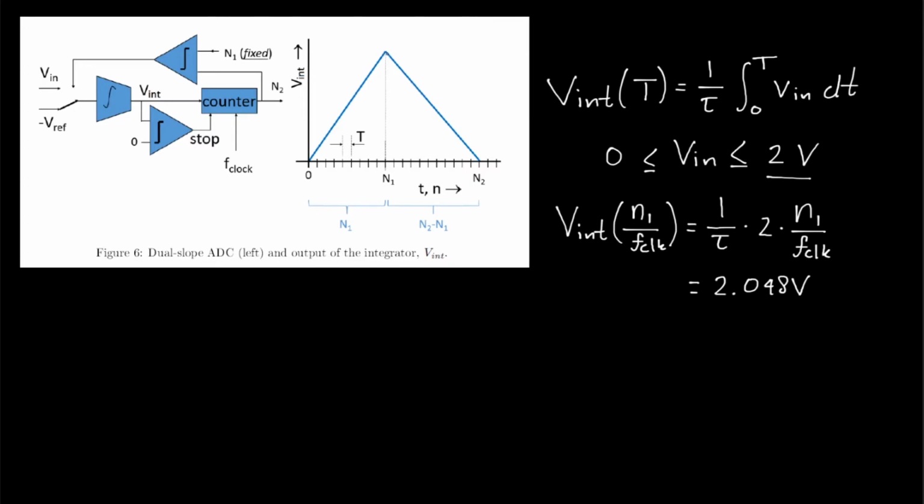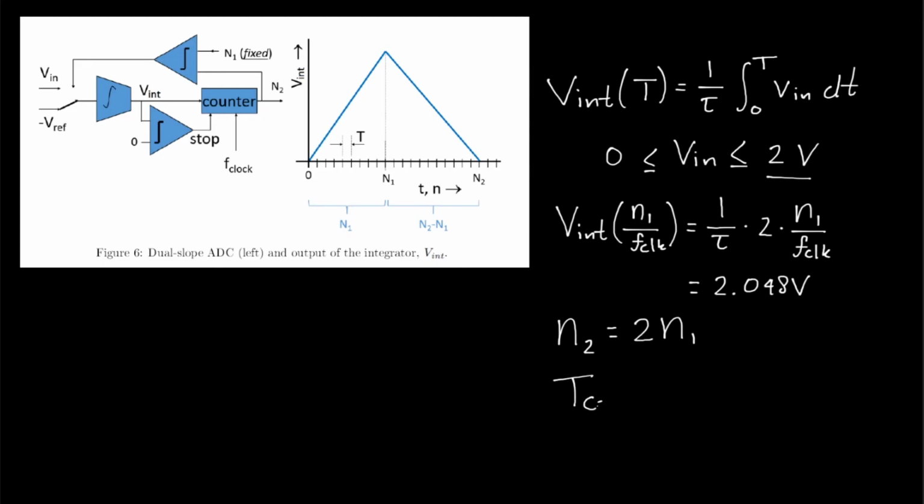Secondly, we know that the maximum input voltage is minus the reference voltage. Since the slope in the second phase is fixed and is wholly determined by minus 2 volts, namely that reference voltage that we integrate, we know that the second period will have the same length as the first period, and therefore N2 is 2 times N1.